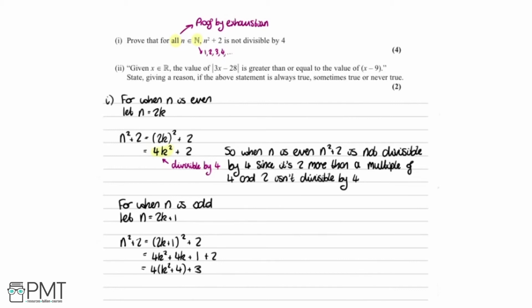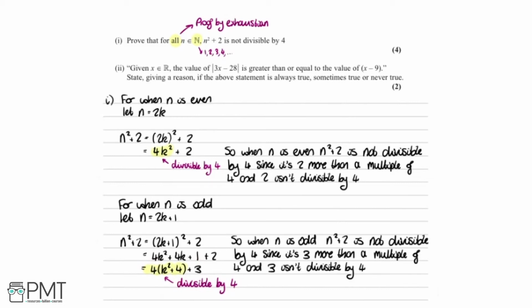And we see this also, we proved, is not divisible by 4. Because like in the previous example, this term here is divisible by 4, since it's something multiplied by 4. However, we're adding 3 on top of that, which isn't divisible by 4. So we know overall this won't be divisible by 4. And for my explanation here, I've just copied out the same explanation as before, but just changed it to say that when n is odd, it's not divisible by 4 since it's 3 more than a multiple of 4, and 3 isn't divisible by 4.